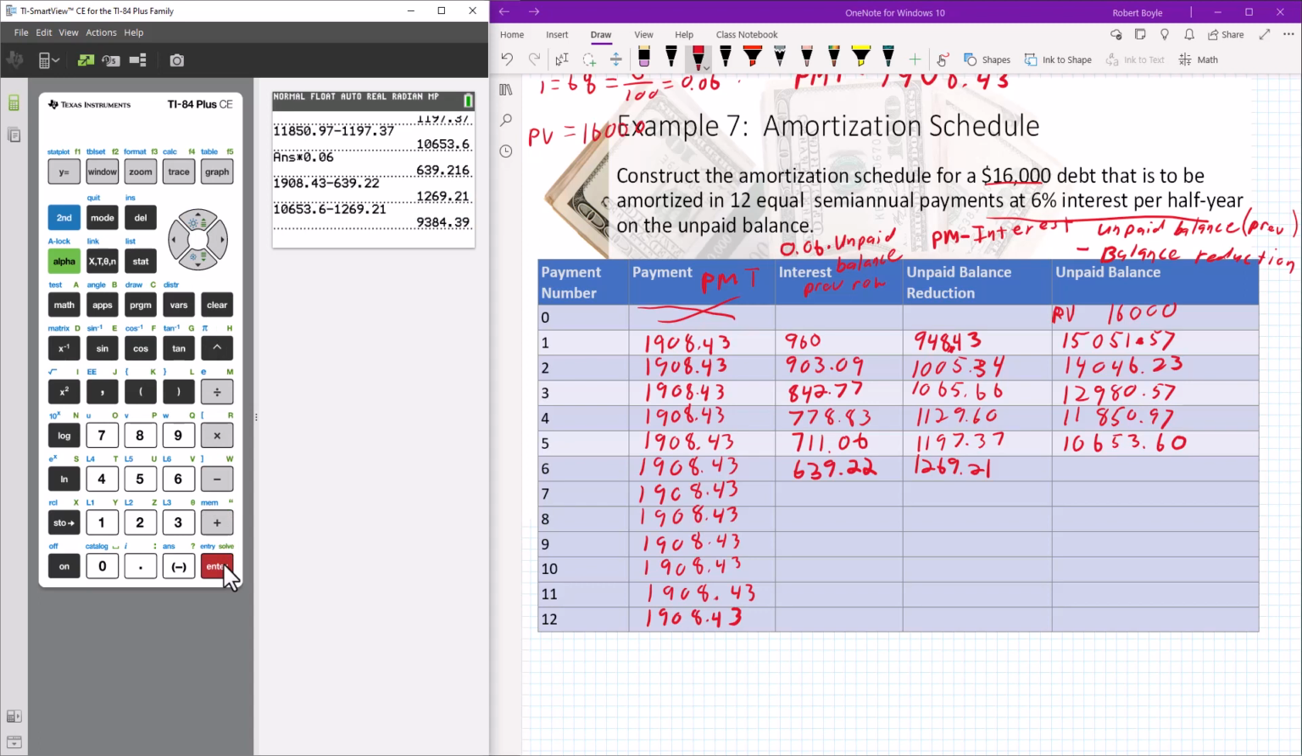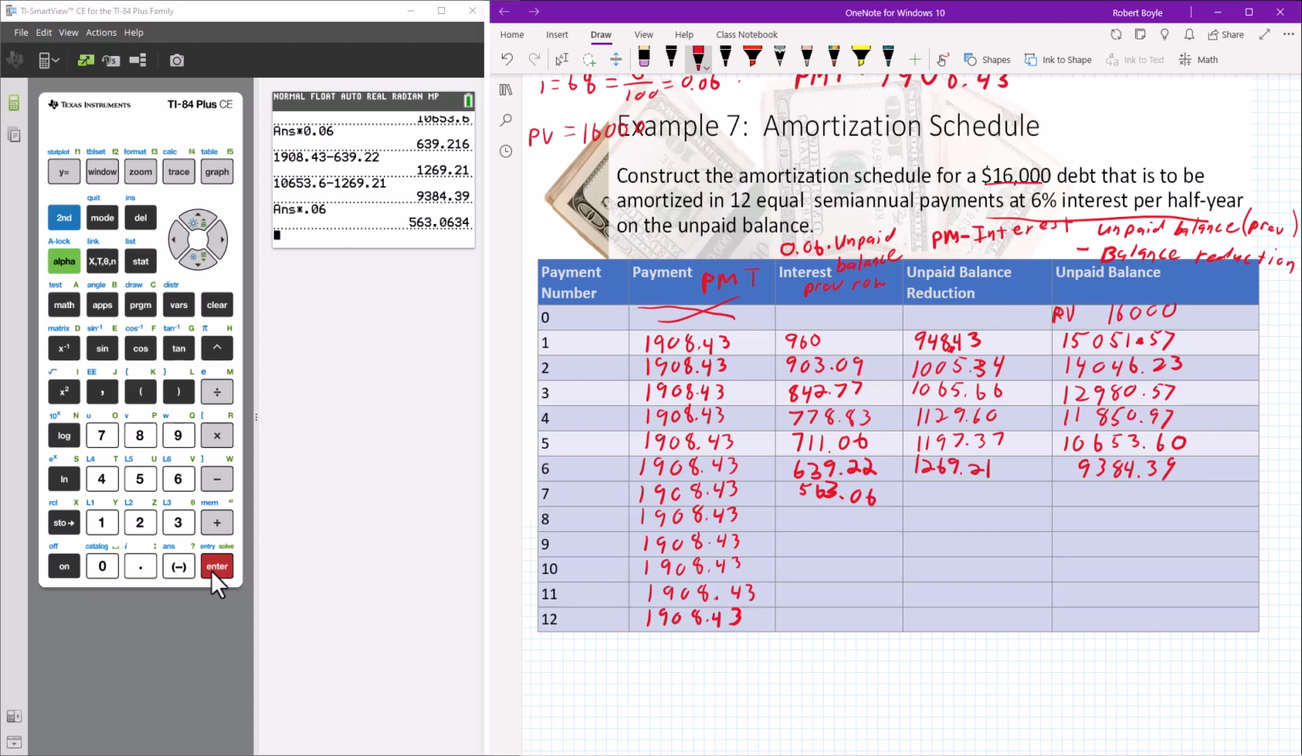And we are now below $10,000. We are at $9,384.39. All right, multiply that by 0.06. Okay, that will give us $563.06. That's how much goes to interest. The rest goes to principal.